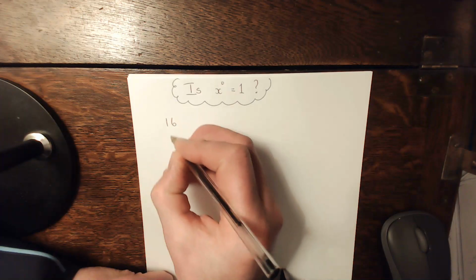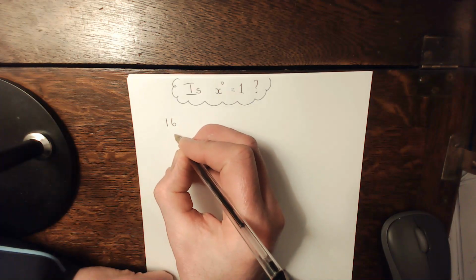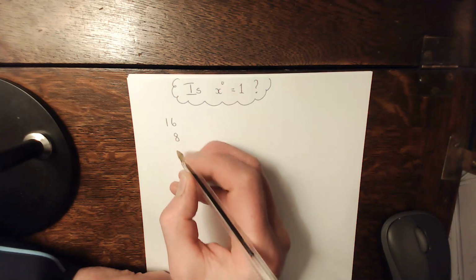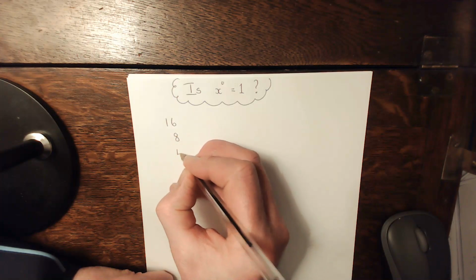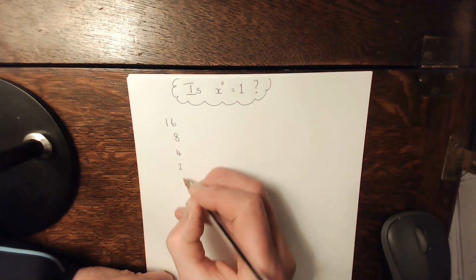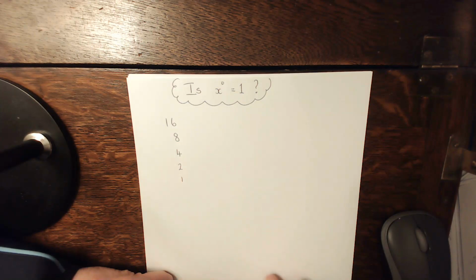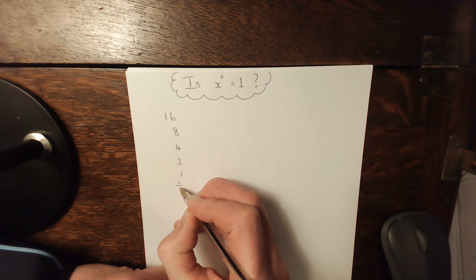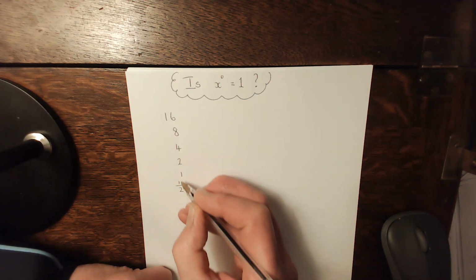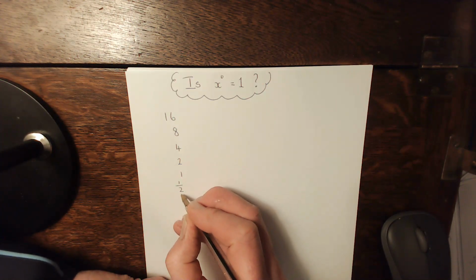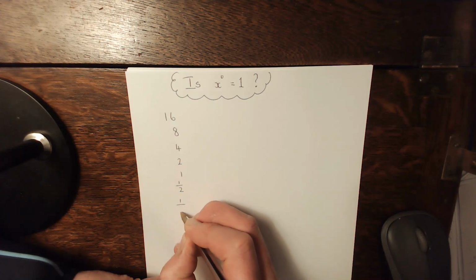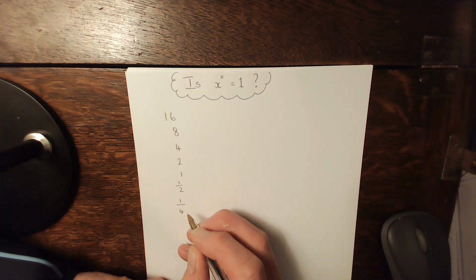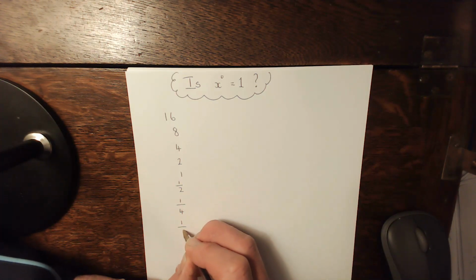these numbers. There's 16. Can you half that? Yes, I can. Can you half it? Yes, I can. Can you half that? Yes, I can. And then I go to a half when I half 1. I then half a half and I get a quarter. And then I half a quarter and I get an eighth.